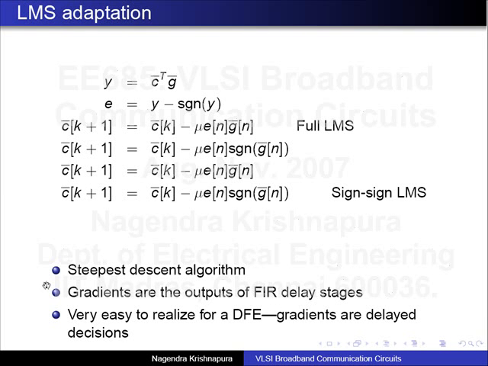In the case of an FIR feed-forward equalizer, the gradients are just the outputs of the delay stages, and you have to make some arrangement to get them. And you also have decision feedback equalization, in which case it's even easier to get them. They are simply delayed versions of the decisions.